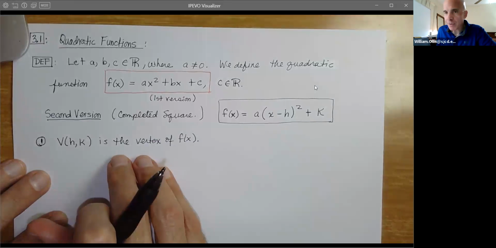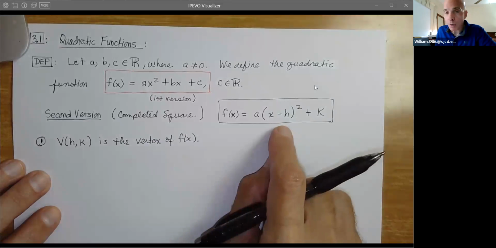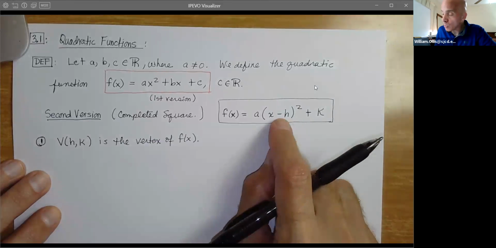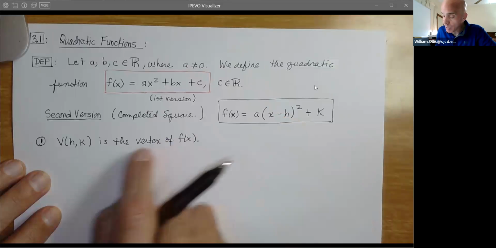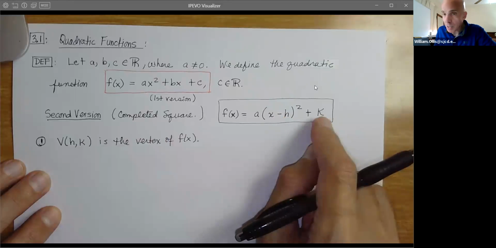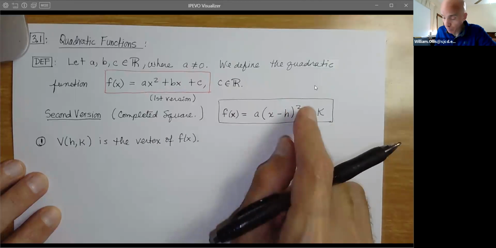So once you find the vertex, you know a lot about the quadratic function. And so if you complete the square and you make sure you have the negative here, you can read the h, which is the x coordinate, and you can read the k, which is the y coordinate. So this is very useful.